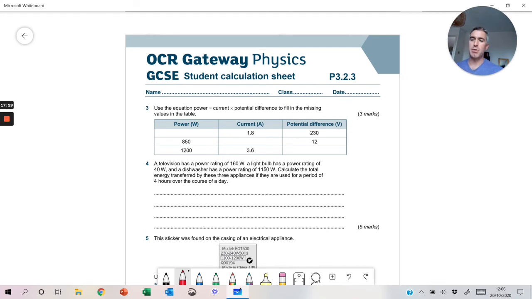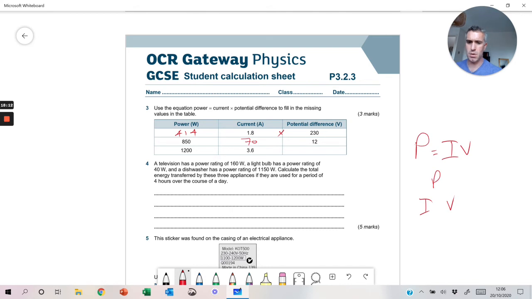Use the equation power is current times potential difference to fill in the missing values in the table. So P equals IV. For power we just do this times this. 1.8 times 230 is 414. For potential difference, we do power divided by current. 850 divided by 12 is 70 amps? Something doesn't seem right there.